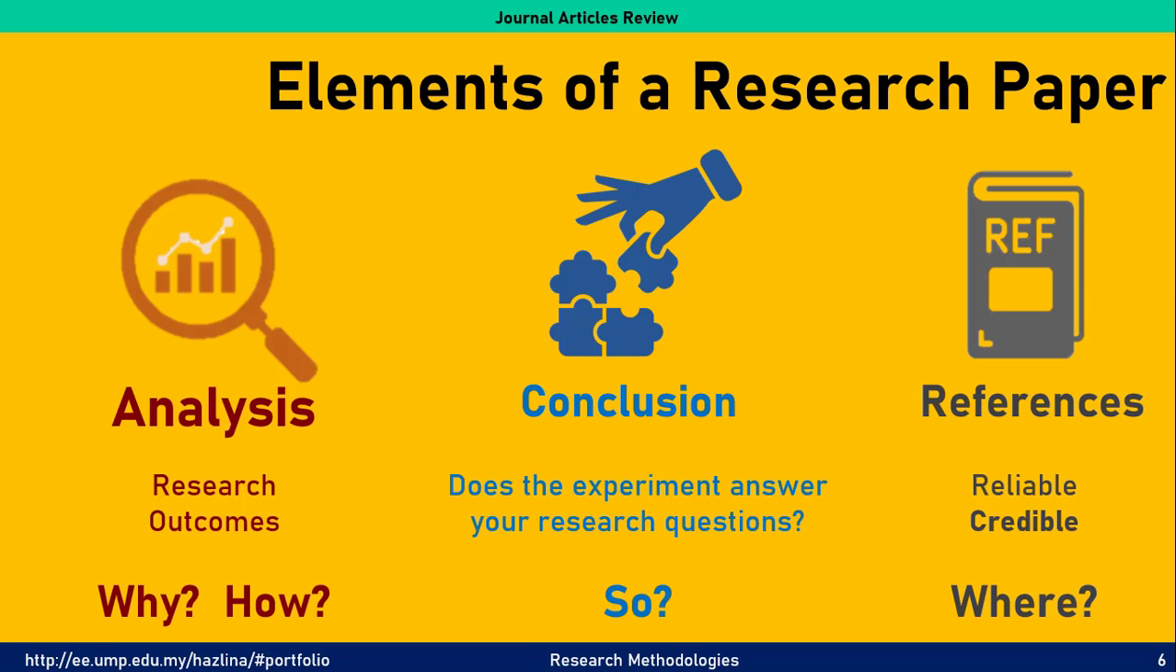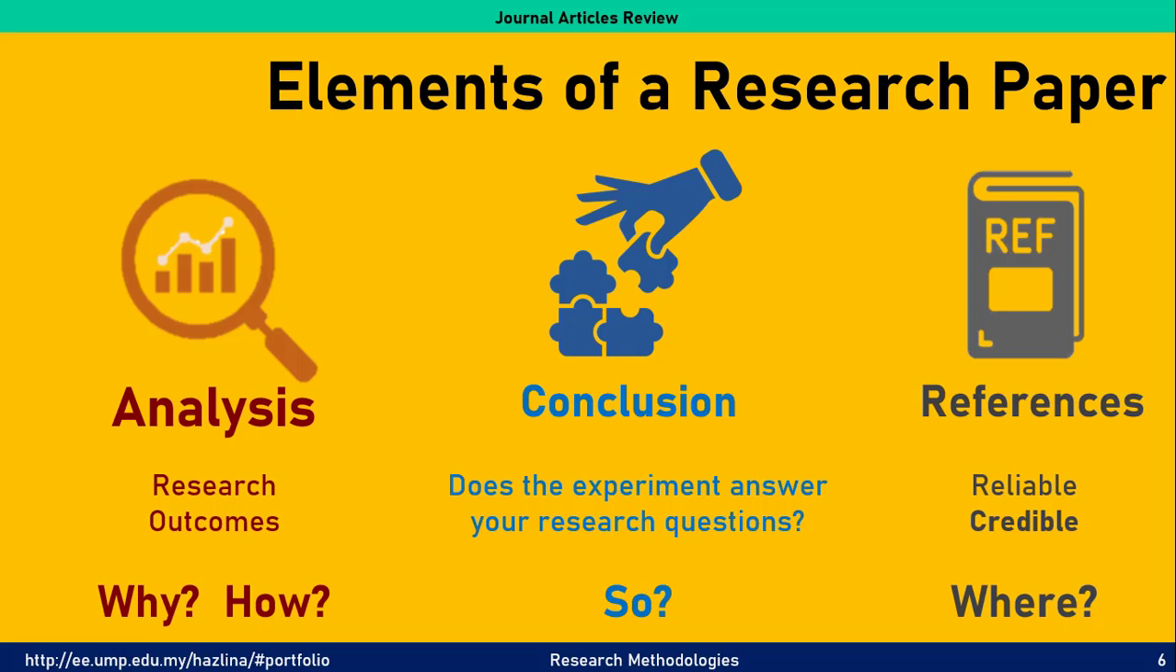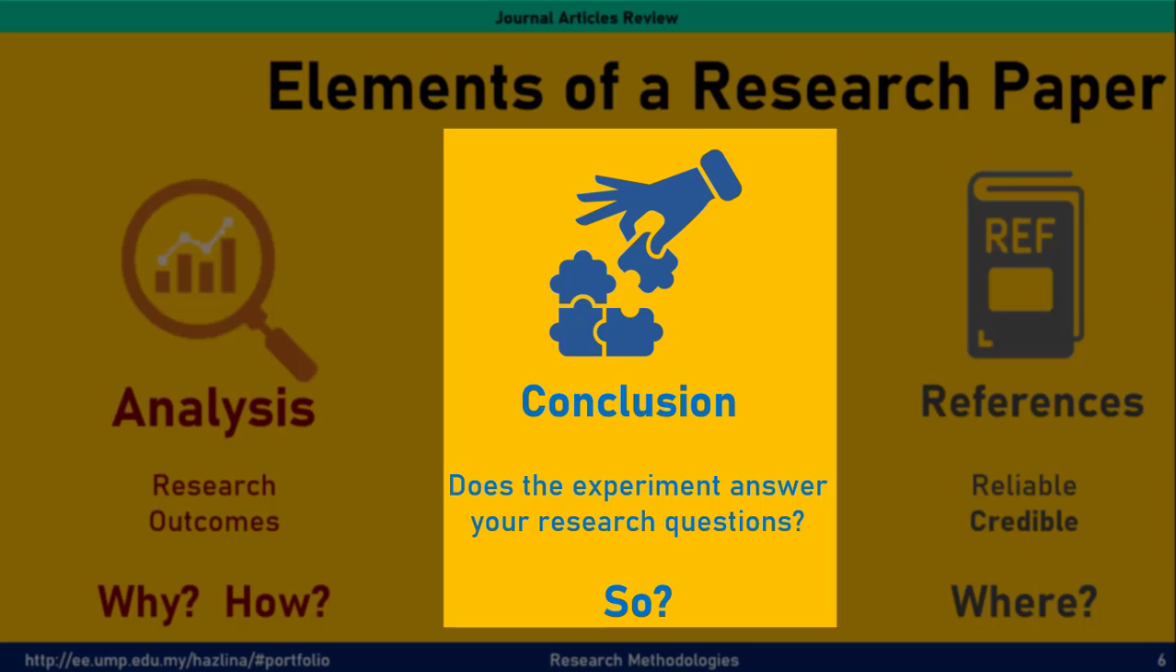Another aspect of a research paper is the analysis or the research outcomes. Here, the results are described and discussed, including the outcome of the experiments. This will typically include statistical data often presented in charts or tables. And finally, the conclusion and also discussion.